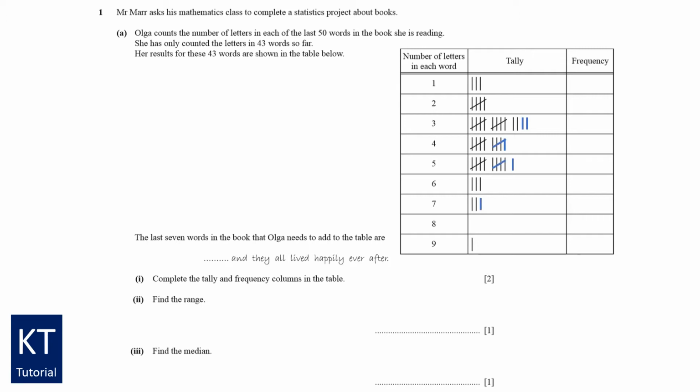For the 7 words, 2 are 3-lettered, 2 more are 4-lettered, 2 more are 5-lettered, and the final one being 7-lettered. Next, find the range. The range is the maximum number of letters minus the minimum number of letters, which comes to 8. Next, find the median. The median is the average of the 25th and the 26th number of letters in each word.